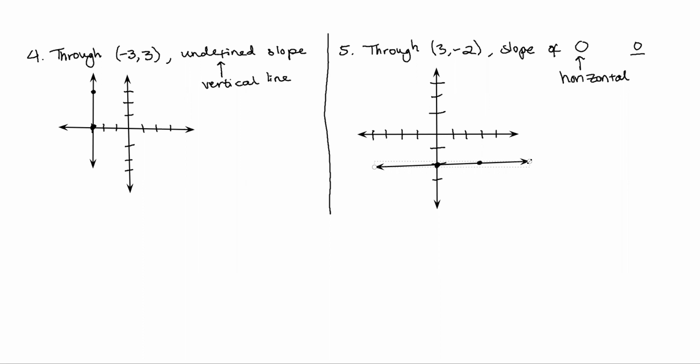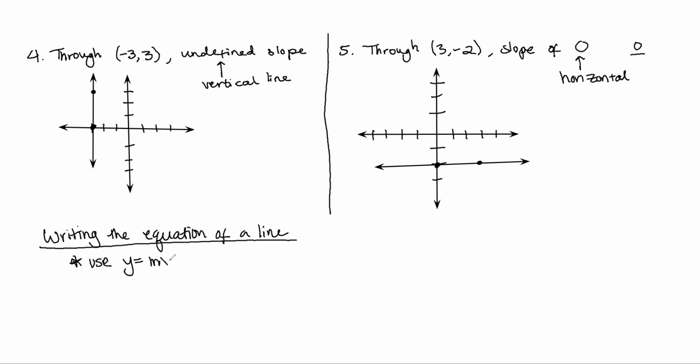All right, last part of this section is going to be on writing the equation of a line. And this part's usually a little bit trickier than graphing them. So writing the equation of a line. And we're going to do this based on some given information. We're not always given the same information, but we can always use y = mx plus b to find the equation of a line. So let's go ahead and look at some examples.